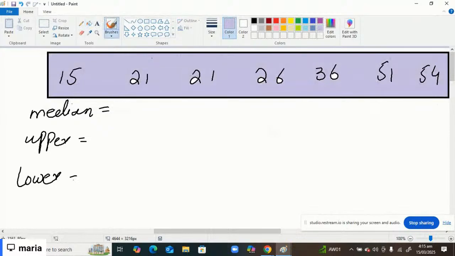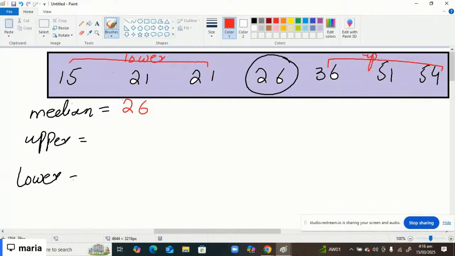This is 1, 2, 3, 4, 5, 6, 7. So what is the middle? 3 on this side, 3 on this side, and this is your middle. That is your median. So what is the median? Which is 26. So here we write 26. That is our median. Now for finding the quartiles. These three are your lower, and these three are your upper. First we write down the upper one, that is 36, 51, and 54.